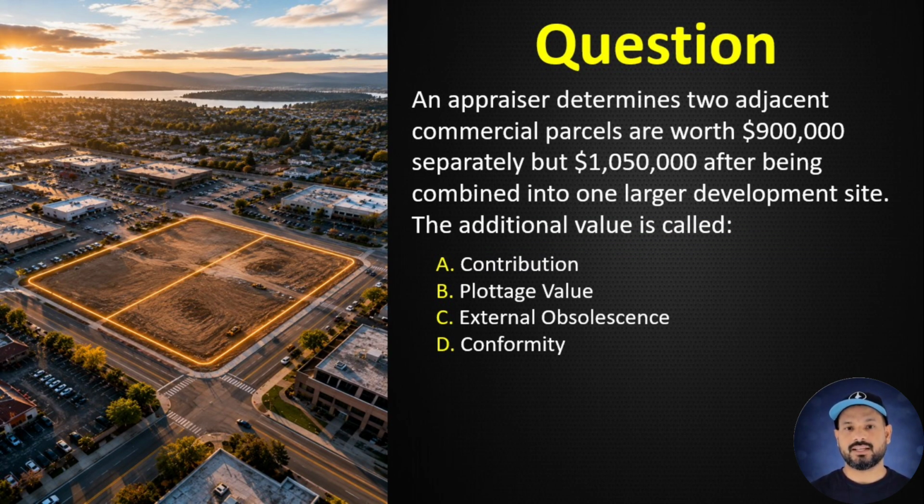Question number 17. An appraiser determines two adjacent commercial parcels are worth $900,000 separately, but $1,050,000 after being combined into one larger development site. The additional value is called: A. Contribution. B. Plottage value. C. External obsolescence. D. Conformity. Correct answer: B. Plottage value. Plottage value is the increase created after assembling adjoining parcels.